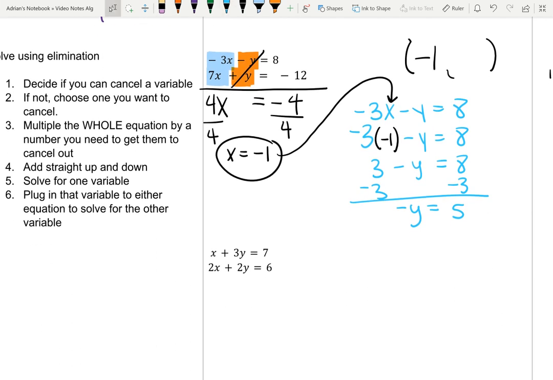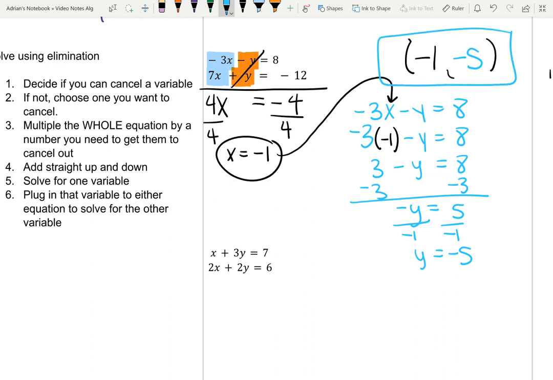And then if you remember, we can't have a negative variable. You can't have negative x or negative y. So I'm going to divide both sides by negative 1 so that my y is actually negative 5. So then up here in my answer, I'm going to put the negative 5 for the y.